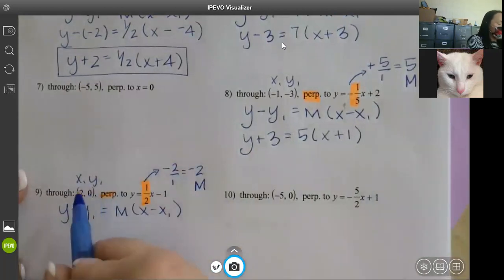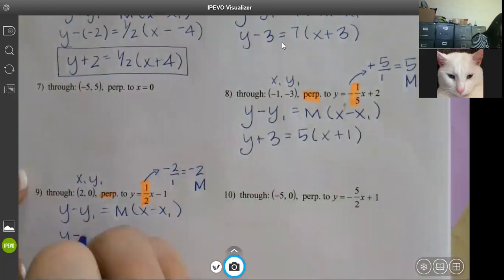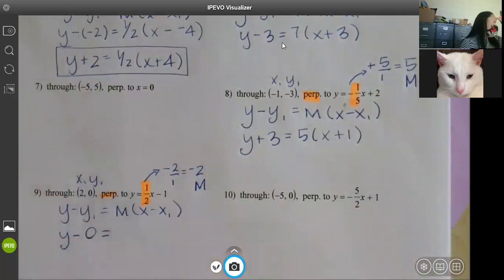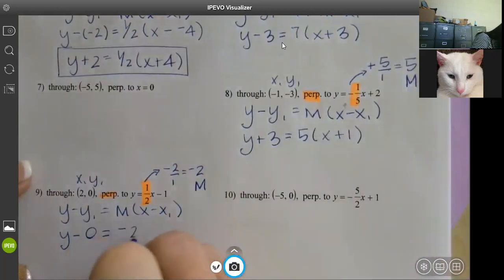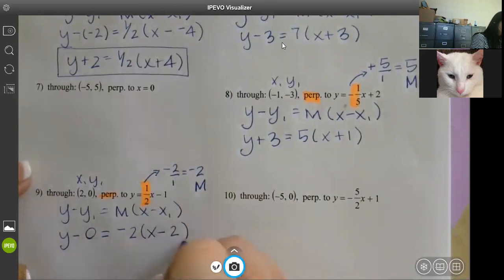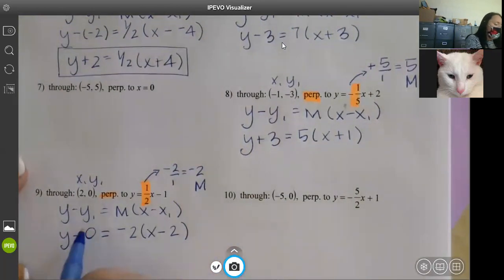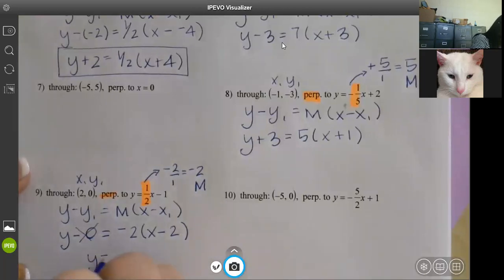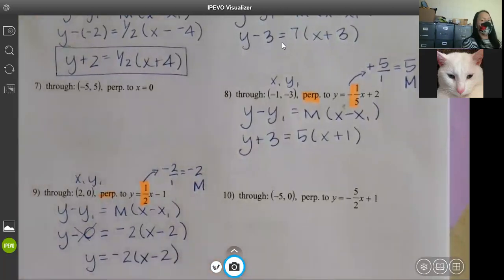So your y-coordinate is 0. It doesn't matter if it's positive or negative. I'm just going to put it there for a minute, and then I'll show you how to work with it. Our new m was -2. Our x is a +2, so in the equation it should be -2. You do not need the 0. So this equation is actually going to be y equals -2 times x minus 2.